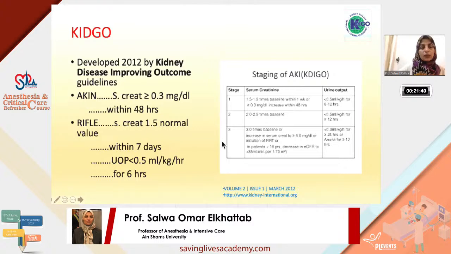It's similar to the Acute Kidney Injury Network classification, using an increase in serum creatinine of more than 0.3 milligram per deciliter within 48 hours, and it's using the RIFLE serum creatinine value within 7 days, and urine output less than 0.5 ml per kg per hour for more than 6 hours. So as we see, they are sharing some of the criteria. Let us see all together.